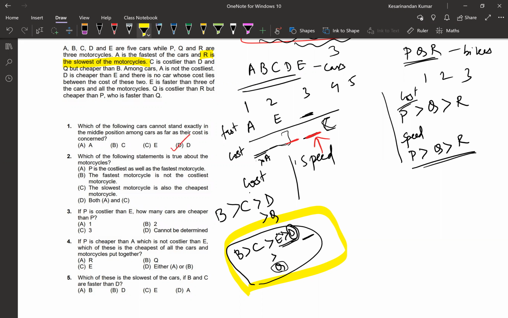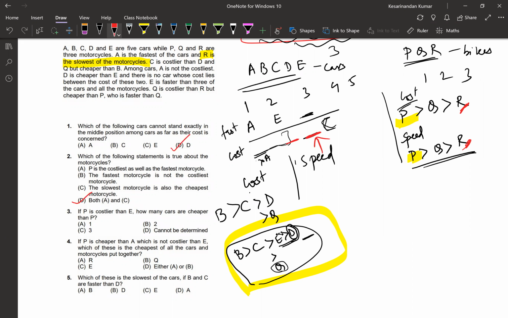Okay, let's move to the next question. Which of the following statements is true about the motorcycles? P is the costliest as well as the fastest motorcycle. Yes, P is the costliest as well as the fastest, from here we can see that. The fastest motorcycle is not the costliest. No, that is wrong. And the slowest motorcycle is also the cheapest. True. So we will have to go with both A and C.